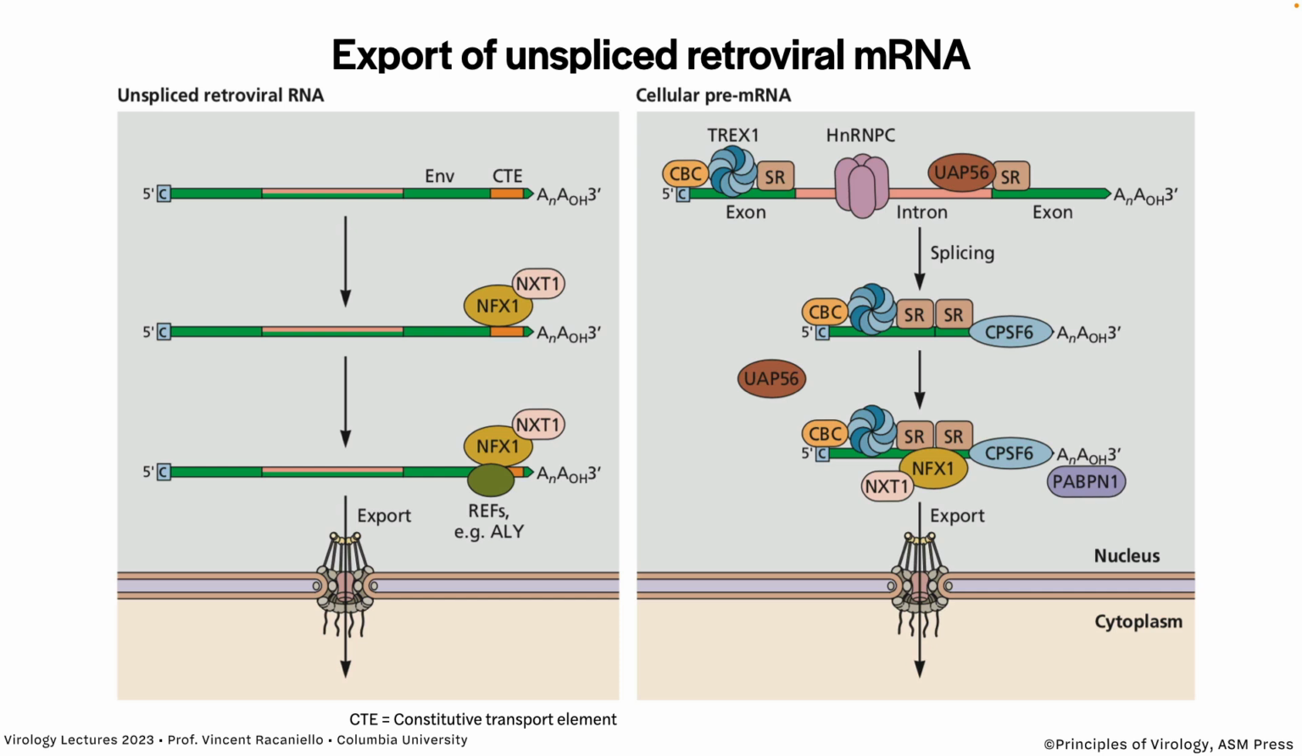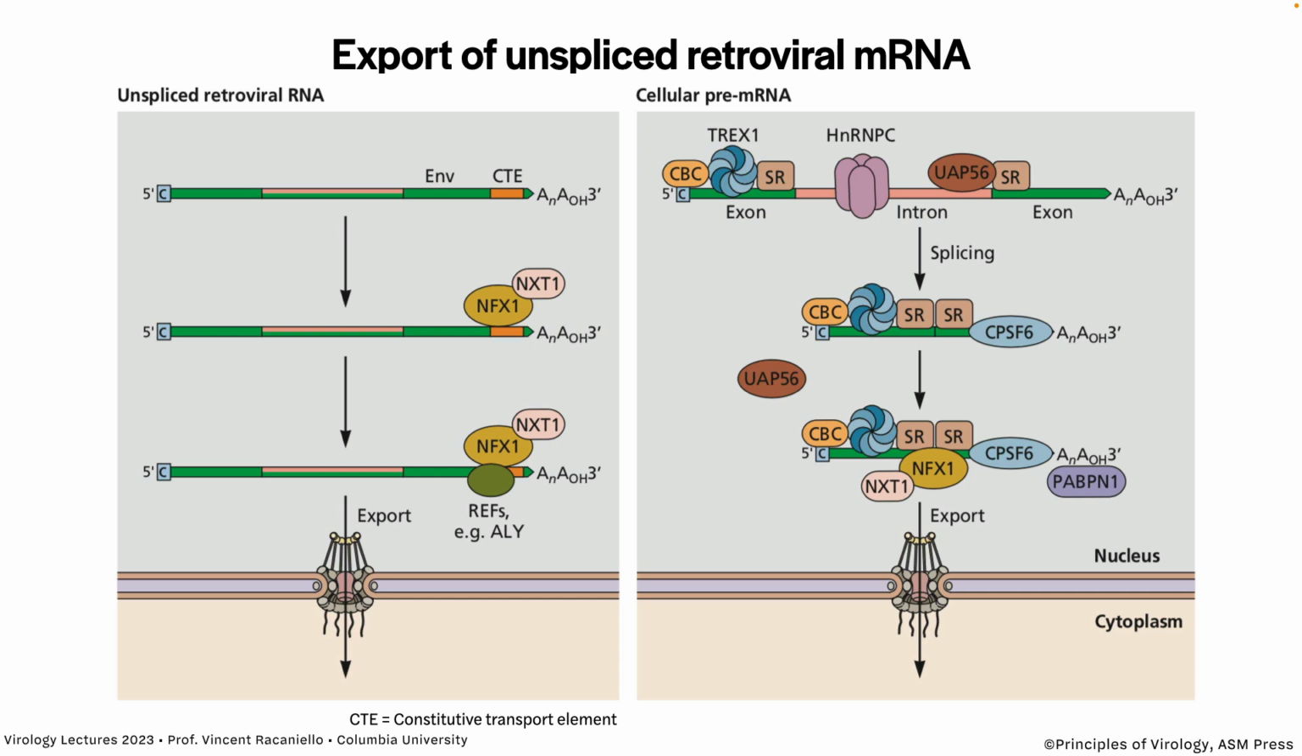Well, what has happened is these genomes, there are two strategies I'm going to show you. Here, there is a sequence near the 3' end of the viral RNA called CTE, constitutive transport element. Guess what CTE does? It binds components of the export pathway, NFX1, NXT1. These are the proteins needed to get an mRNA out of the nucleus. They would normally be binding the splicing factors, as you see on the right here. So NFX1 is binding SR, which is a splicing factor. But there's no splicing going on for the retrovirus, so instead NFX1 binds CTE. So this sequence has evolved to bind components of the export machinery. So that retroviral mRNA does not have to be spliced in order to be exported from the nucleus.